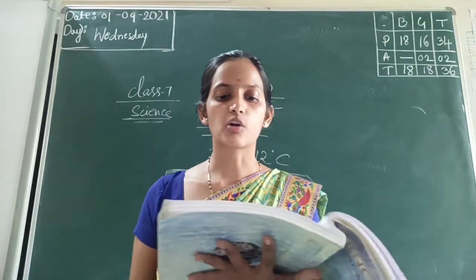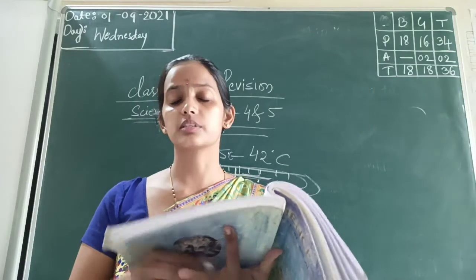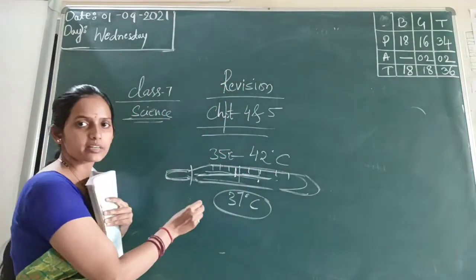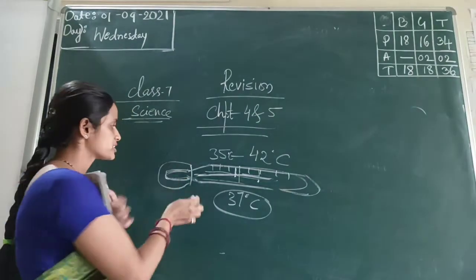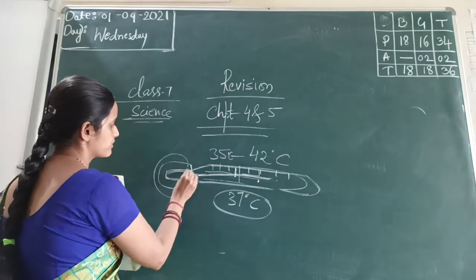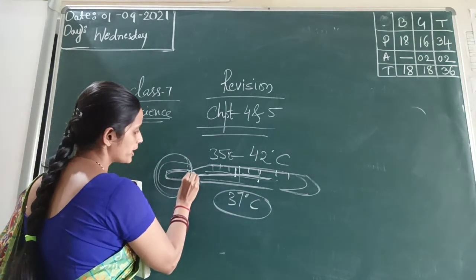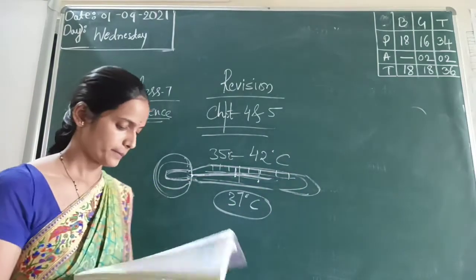The bulb should be surrounded on all sides by the substance whose temperature is to be measured. This part is very important. It should be placed properly, surrounded by the substance. Then only there is a movement of mercury from this point to this end.